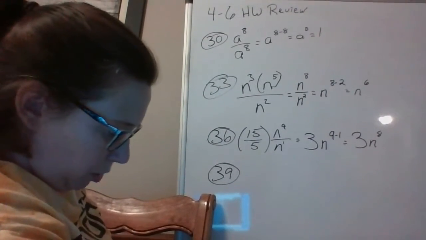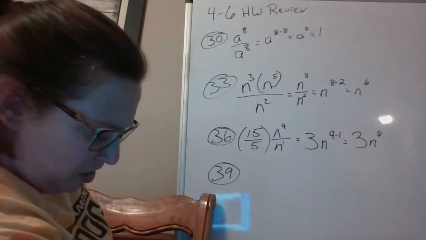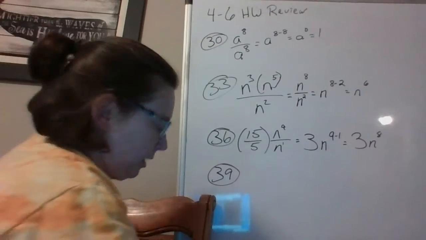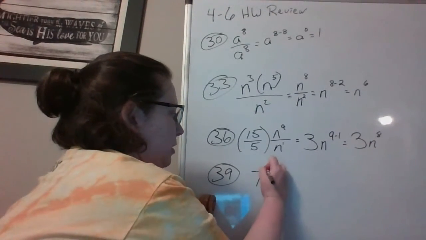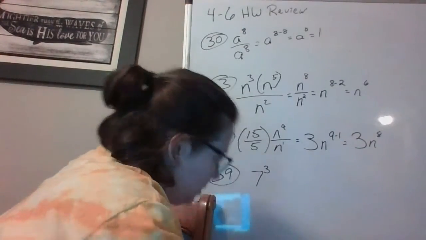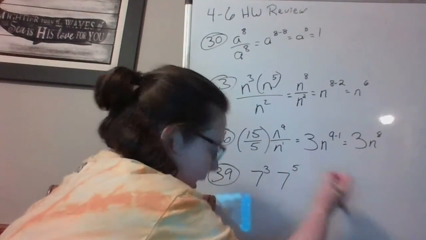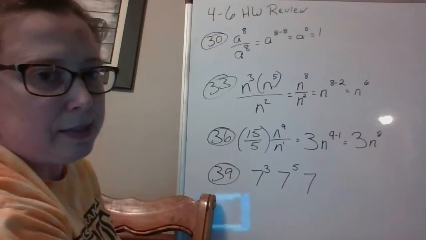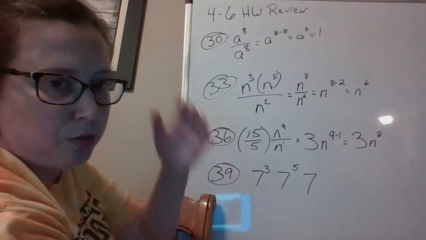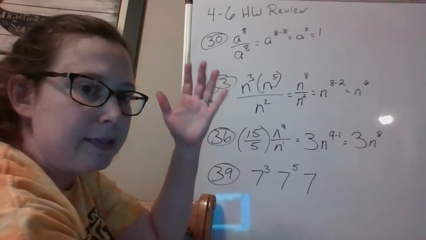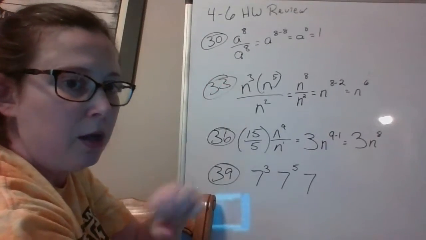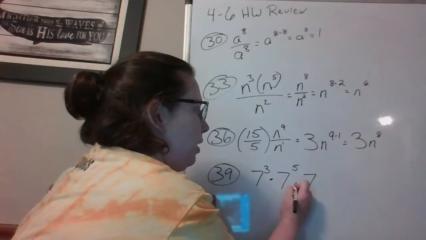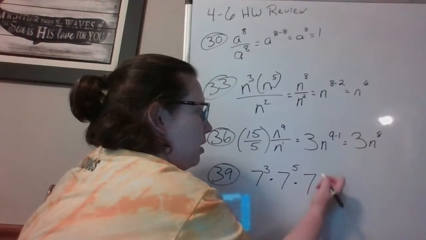39 is a word problem, kind of. It says, what is the product of, and then it gives you 7 cubed, 7 to the power of 5, and 7. So when they say the product of, you need to have a light bulb go off in your head that says multiplication. Product is the answer of a multiplication problem. So we are multiplying all of these.